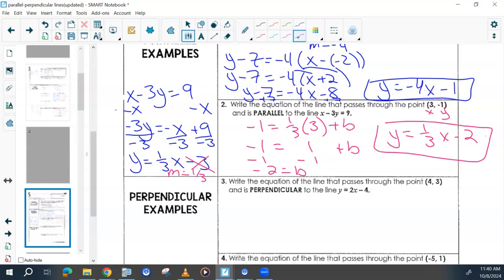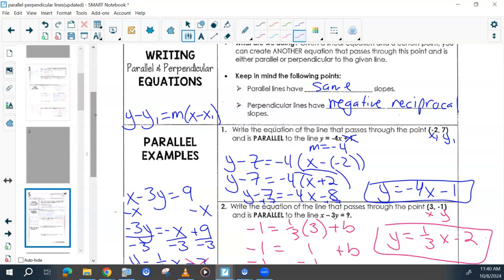Do we have any questions about that? Be able to use that. You can use both, but be able to use that, yes.